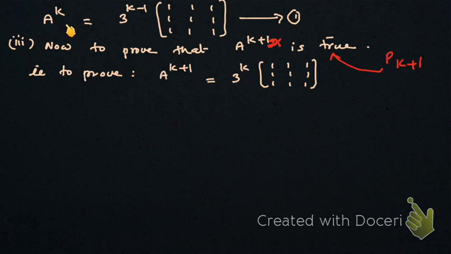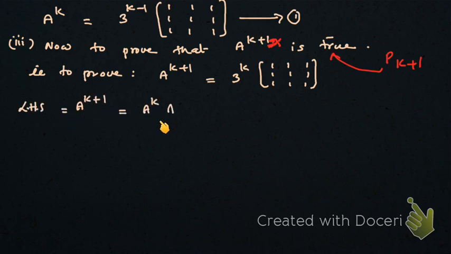So what is A raised to k plus 1? Replace k by k plus 1. That's what we have to prove. So A raised to k plus 1 is equal to 3 raised to k plus 1 minus 1, which is 3 raised to k, into this matrix, which remains the same. This is what I have to prove. And to prove anything, I start with the LHS.